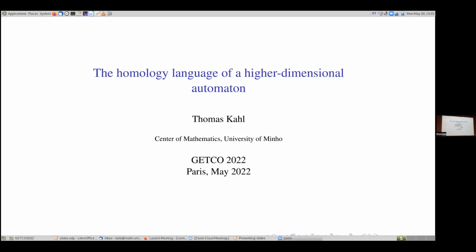Timer. And yeah, it's going to be very exciting to hear something about the homology languages of higher dimensional automata. Let's wait and see.